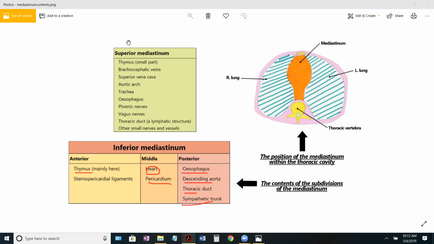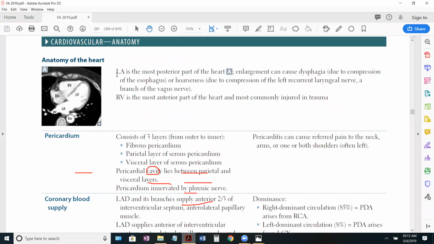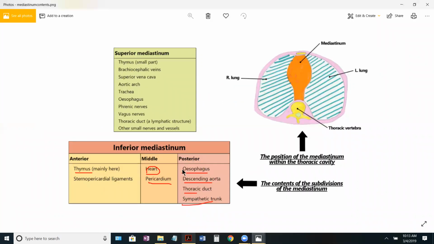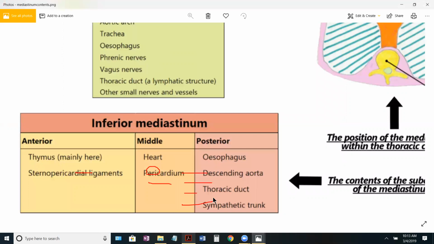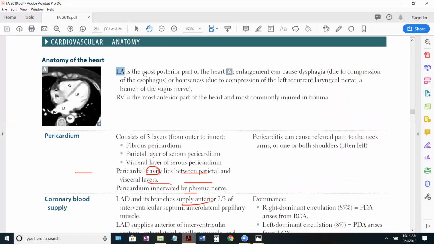And look at here. The first line they are telling you is that the left atrium is the most posterior part of the heart. And as we just discussed, what structure is present behind the heart? That is the esophagus. And the most posterior structure of the heart is the left atrium. If due to some problem the left atrium is enlarged, it can cause dysphagia. That is called cardiovascular dysphagia or cardiac dysphagia. So this line is directly linked to the anatomy of the mediastinum.